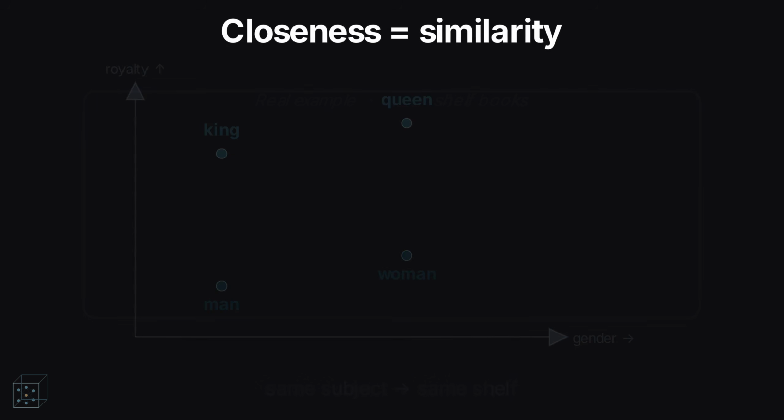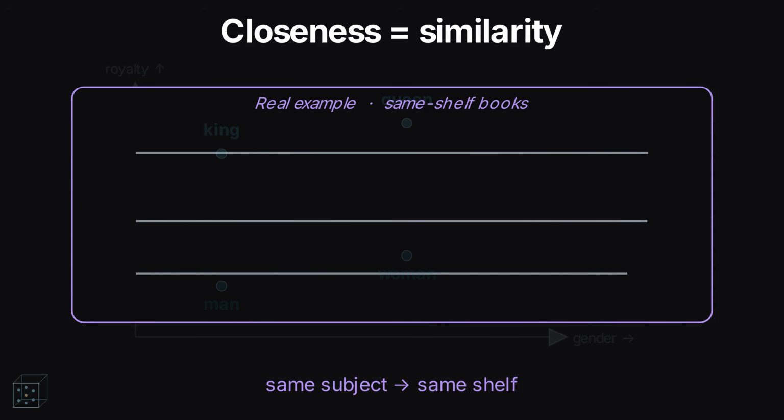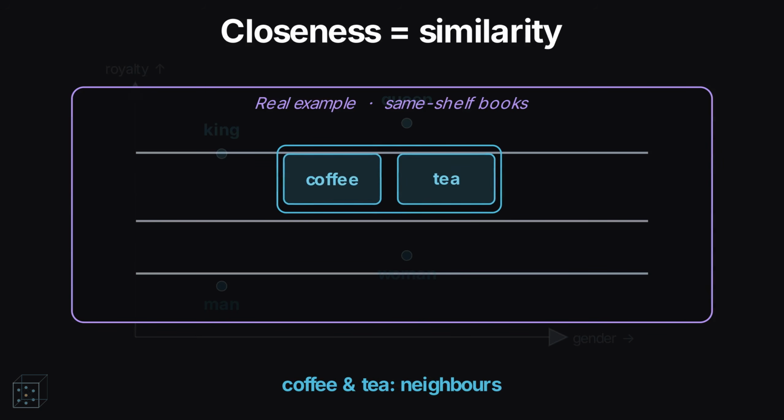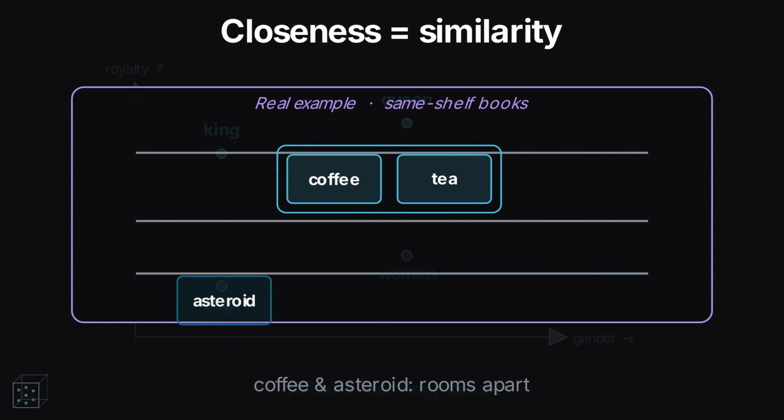Closeness first. Two words near each other in the space have similar meaning. The model literally measures it as distance. Real example, like a library where books on the same subject sit on the same shelf. Coffee and tea end up as neighbors. Coffee and asteroid end up rooms apart. Nearness is similarity. But the real magic is direction.